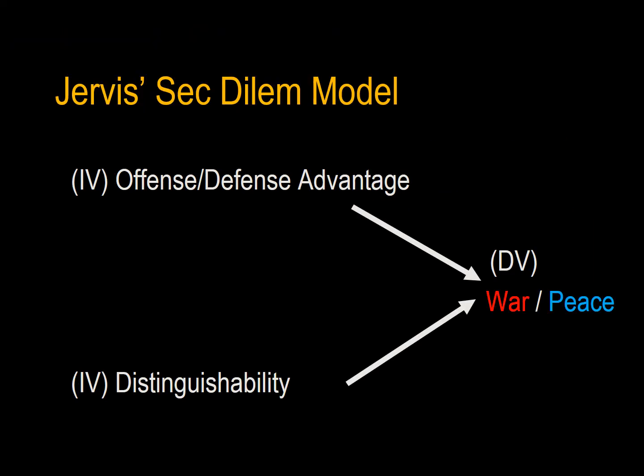You can see here a graphic representation of Jervis's security dilemma model with the two independent variables and the dependent variable, which should properly be called war/peace, because the dependent variable would vary between those two categories.